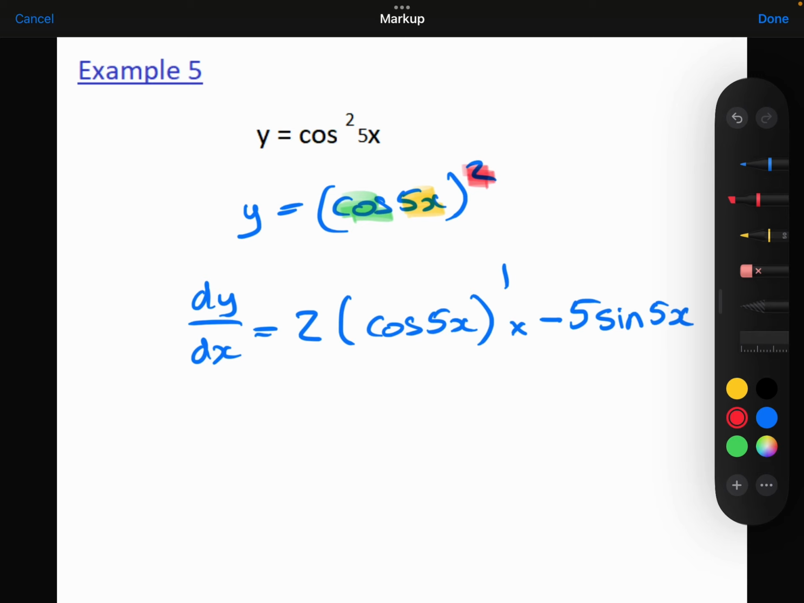So I dealt with the squared first, keeping the inside the same. Then I dealt with differentiating the cos, which gave the minus sine. And then I dealt with the 5x by timesing by 5. And all of that is going to simplify to be minus 10 sine 5x times cos 5x.